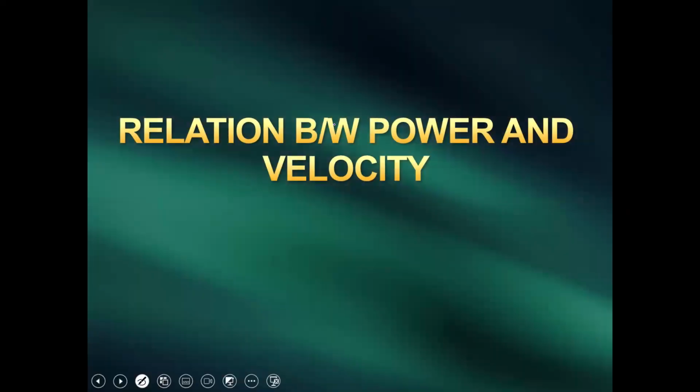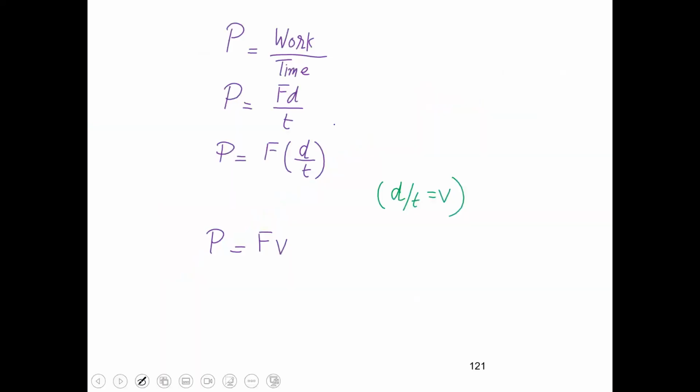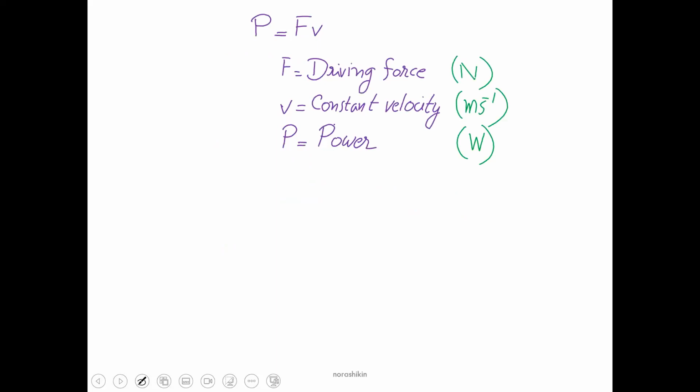Relation between power and velocity. It's like a derivation, and power is equal to work upon time, Fd upon t. d upon t is velocity, so power comes Fv. Power is equal to Fv, where F is the driving force, v is the constant velocity, and P is the power.